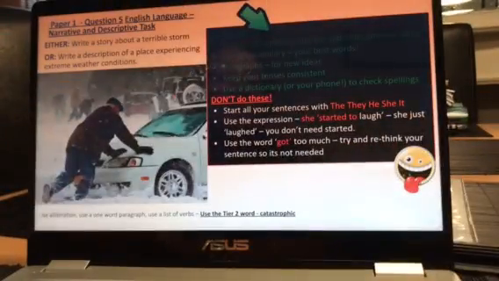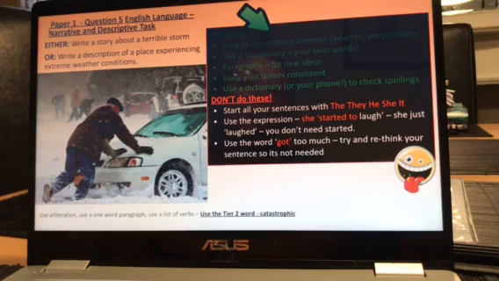A lot of you, when you write, you say it started to rain or it started to snow. You just say it snowed. Okay? And try not to use the word got too much. Try and rethink your sentence so you don't need the word got. It got so cold, his fingers froze. Just say it was so cold, his fingers froze.